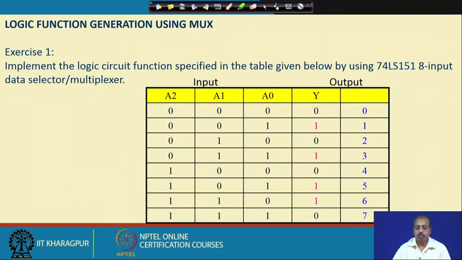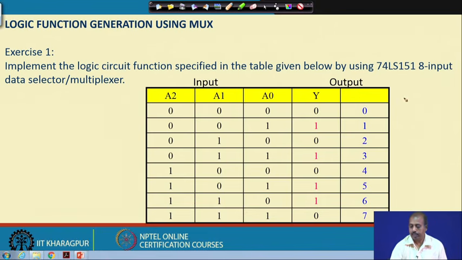Now, we will look into a technique by which we can realize a logic circuit function using multiplexers. We will take as an example 74151, which is an 8-input multiplexer, an 8:1 multiplexer. Normally for multiplexers we write it like 8:1 multiplexer, meaning there are 8 input lines, 3 select lines and one output line.